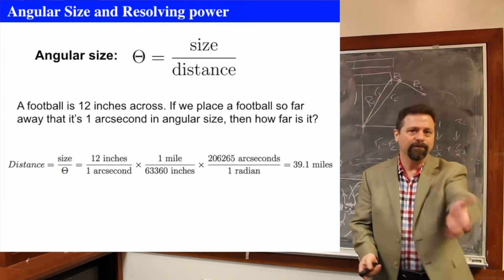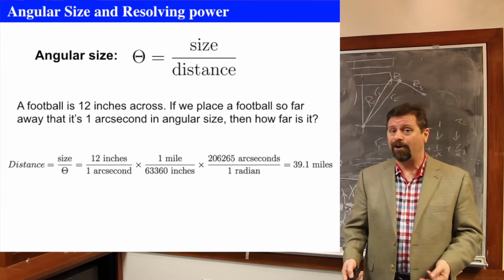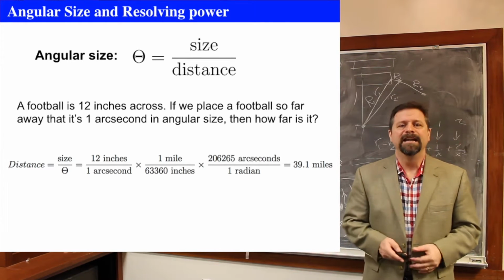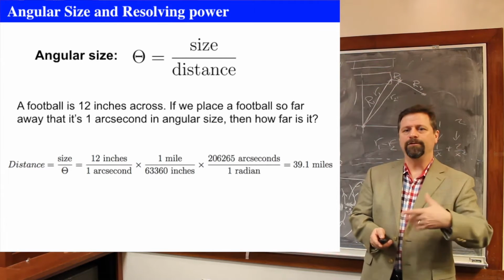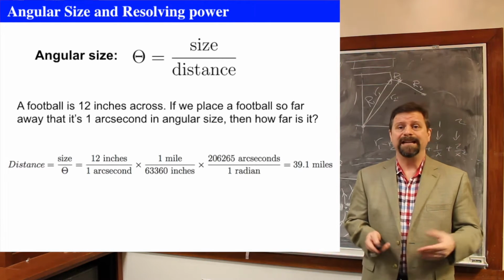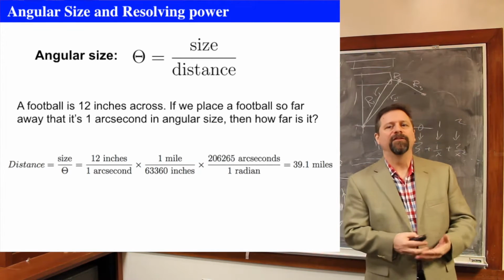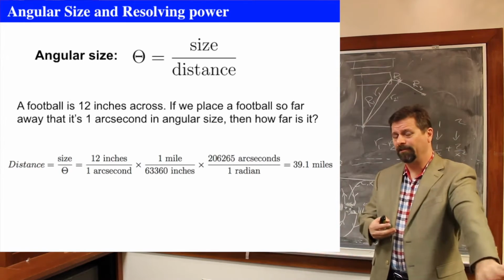It doesn't work. So we really care about things that are really far away, because stars are very far away. So that helps us. In this sense, a football, which is about a foot across, placed 39 miles away, will have an angular size of 1 arc second. All right, let's look at that for just a second.